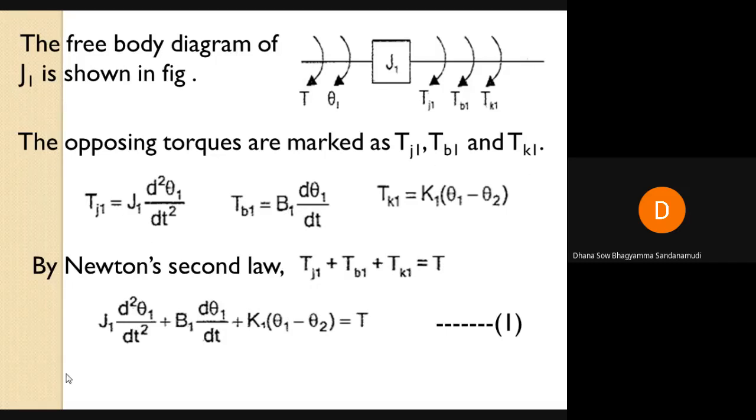So you know the differential equations for these opposing torques. Moment of inertia torque is proportional to acceleration, friction is proportional to velocity, and elasticity is proportional to the displacement. According to Newton's second law, opposing torques are equal to the applied torque. So J1 d square theta 1 by dt square plus B1 d theta 1 by dt plus K1 into theta 1 minus theta 2.